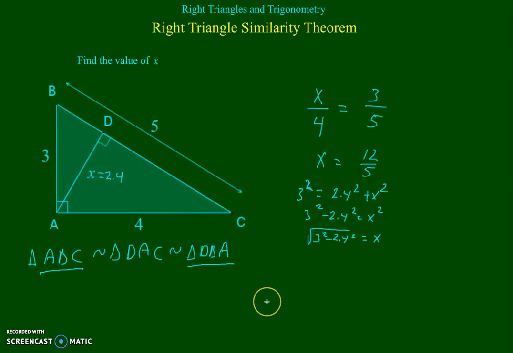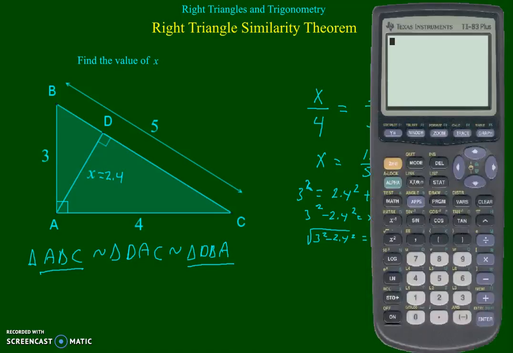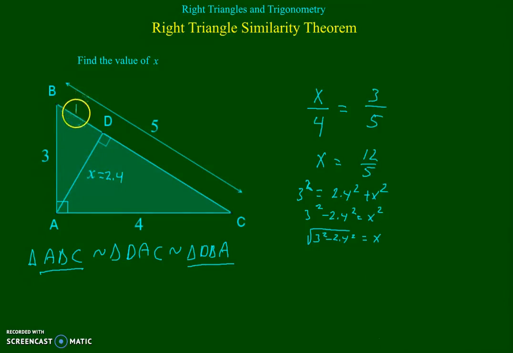That's this. So let's pull up our calculator, and we're going to do the square root of 3 squared minus 2.4 squared, which gives us 1.8. So BD is 1.8. And if we take that away from 5, then we get 3.2.